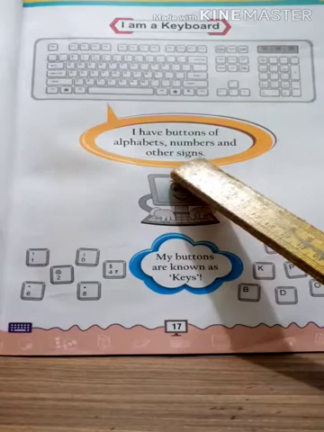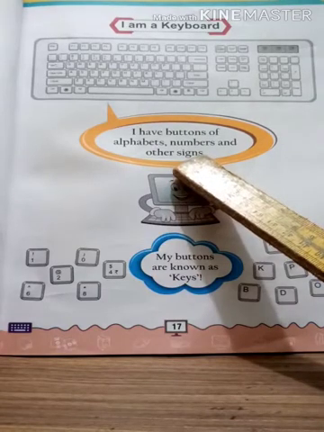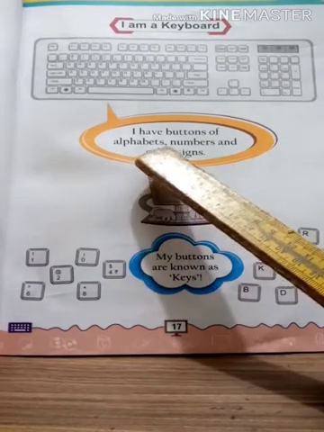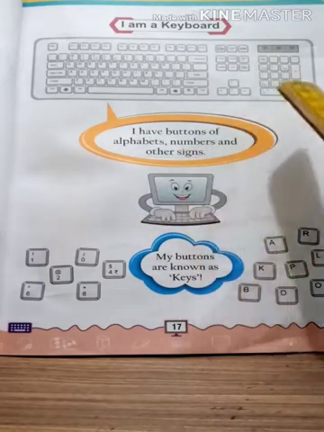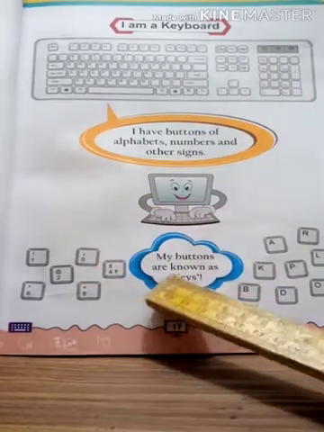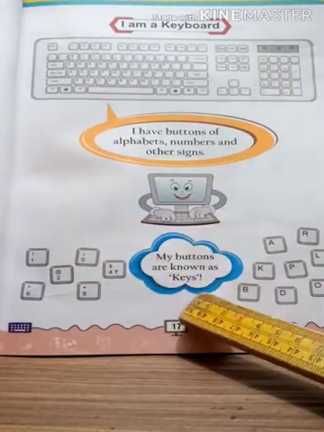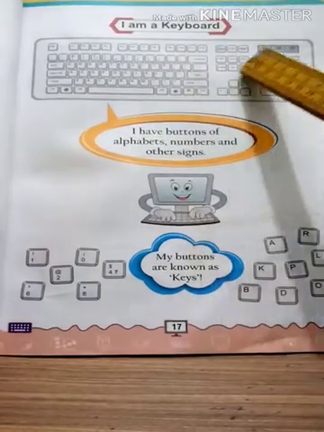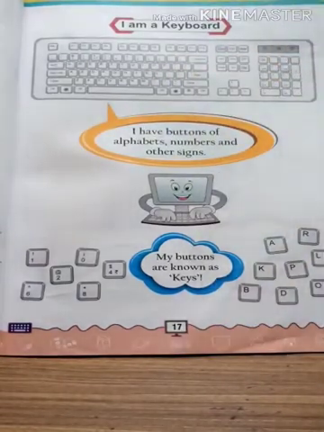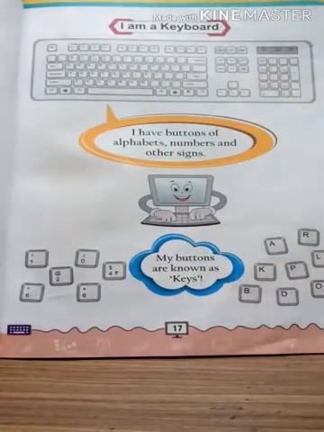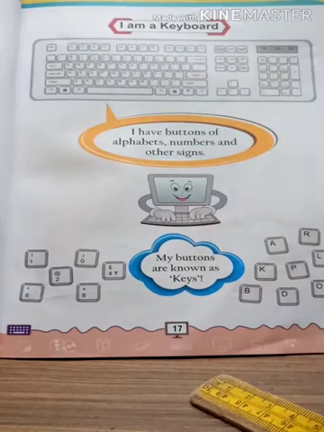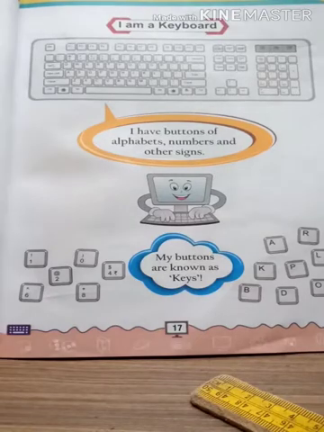Different keys have some specific works. The alphabet keys are used for typing alphabets, number keys are used to type numbers, and different other buttons are also there. My buttons are known as keys. So these buttons are called keys. Today I am going to explain only these three computer parts, and besides the book I am showing you what these different parts of a computer actually look like.